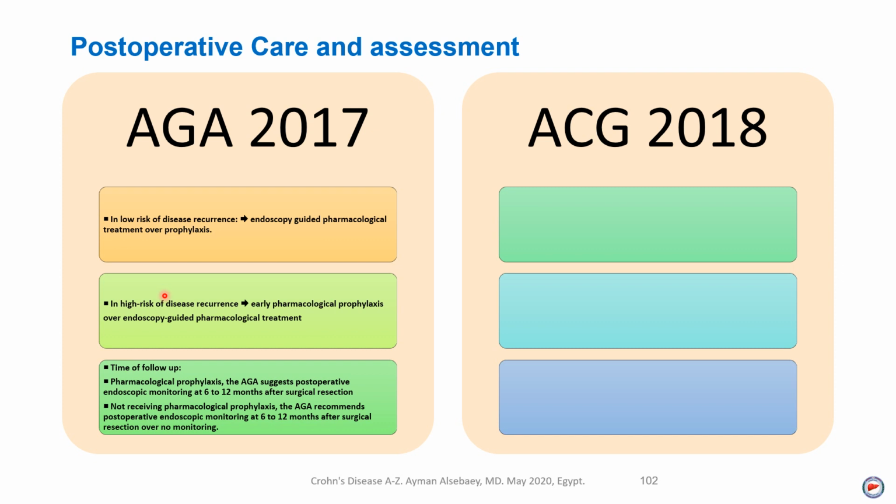Early pharmacological therapy. Time of follow-up. For those on pharmacological prophylaxis, the AGA suggests post-operative endoscopic monitoring after 6 months. For those not receiving pharmacological prophylaxis, the AGA recommends post-operative monitoring 6 to 12 months after surgical resection over no monitoring. If the patient is low risk, do endoscopy to assess the recurrence of disease. Recurrence, give treatment. No recurrence, don't. If the patient is high risk from the start, give early pharmacological prophylaxis from the start. Better.